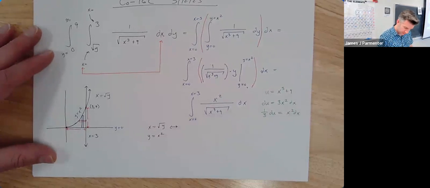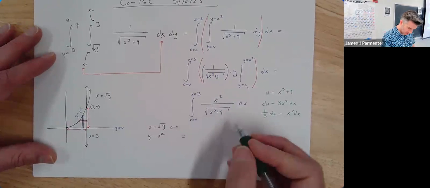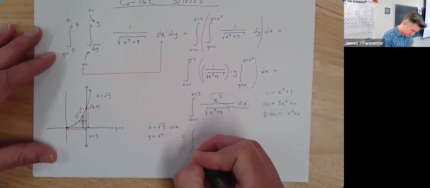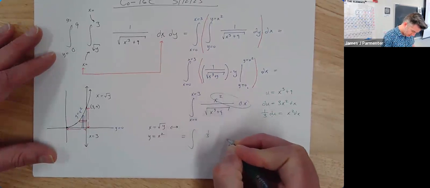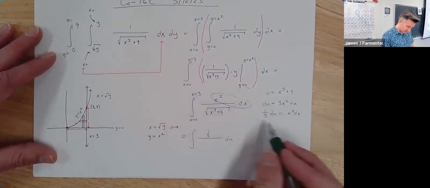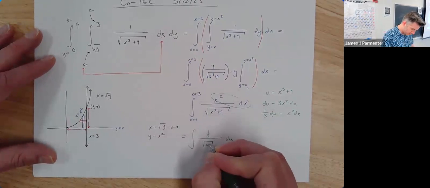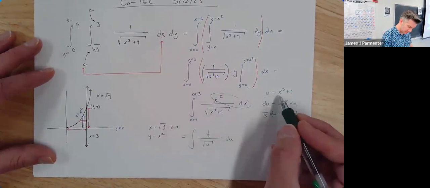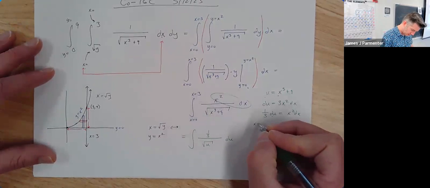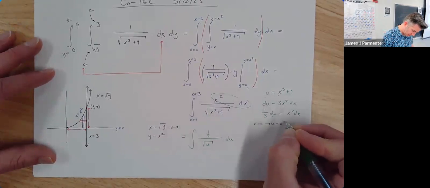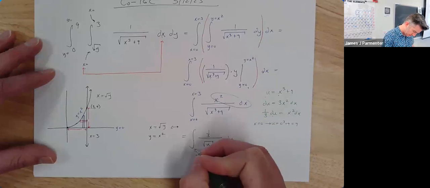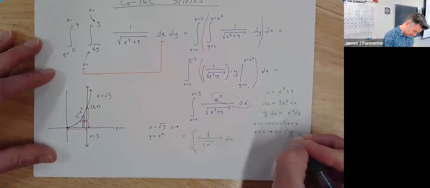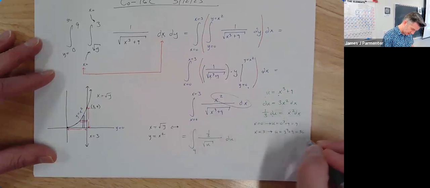So if we do it this way, x squared dx becomes my 1/3 du. And my square root of x cubed plus 9 is going to be just the square root of u. If x equals 0, then u is going to be 0 cubed plus 9, which is 9. And if x equals 3, u equals 3 cubed plus 9, which is 27 plus 9, which is 36.